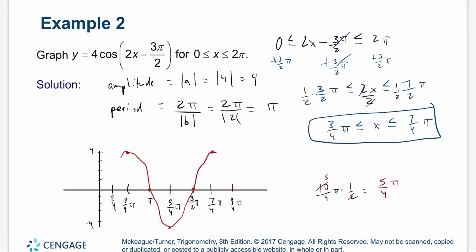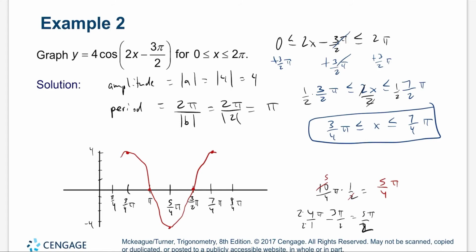I think the best way to do this would be to plug in 8 fourths, which is 2 pi here. If you plug in 2 pi here, that's 4 pi. 4 pi, take away 3 halves pi. Let's see what that is. 4 pi, take away 3 halves pi, times 2, that's 8. Take away 3 is 5 halves pi.